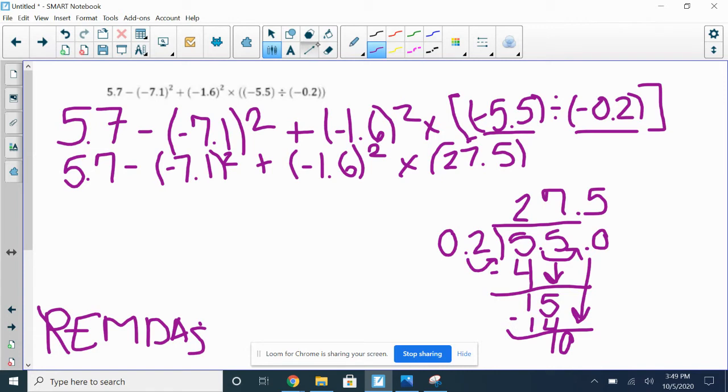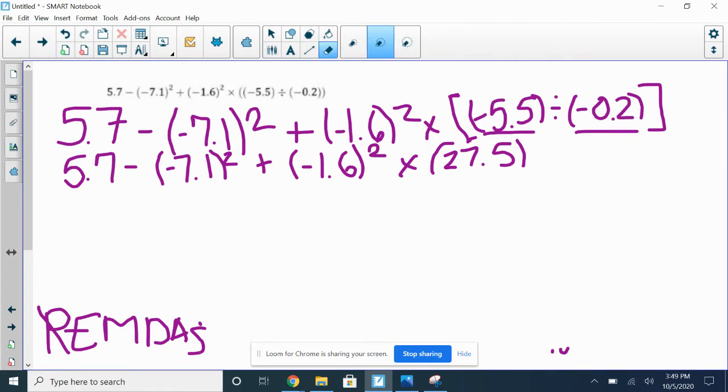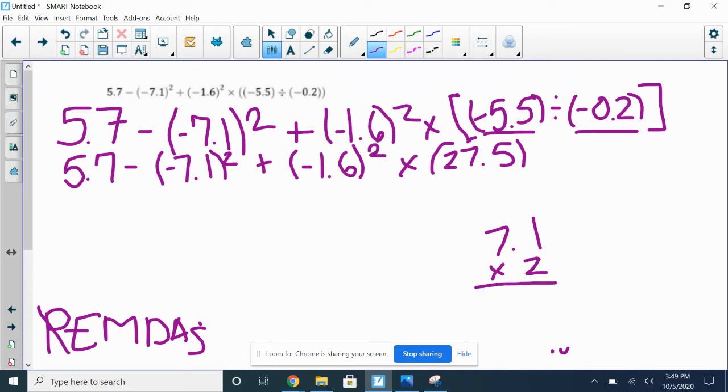So my first exponent I have is a 7.1 squared. We know squared means times itself, so 7.1 times itself. And one of the things I heard in my small group that I had to remind us is that 7.1 squared is not that base times the exponent. It is times itself, however many times that exponent is. So we're going to say 7.1 times 7.1 and not times 2.